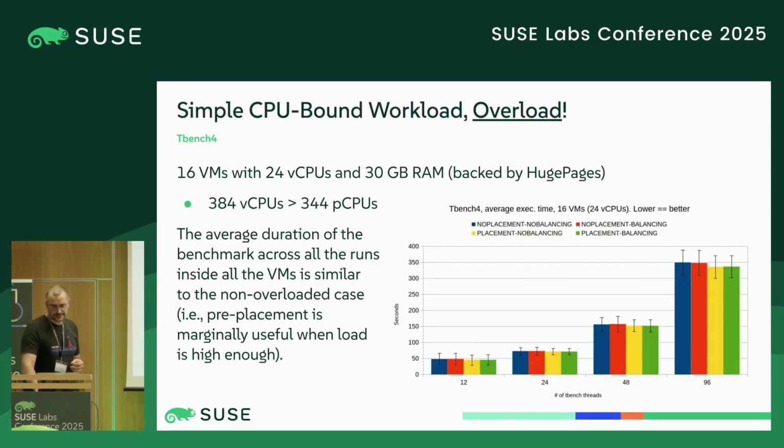Now, let's overload the system, not from a memory point of view, so we are not allocating more memory than what we have on the host, but we are running more CPUs by not increasing the number of VMs, but increasing the number of vCPUs of each VM. So now we have 384 in total. From here, it looks like the situation is kind of the same, still variable results, but still a little bit better on average at least.